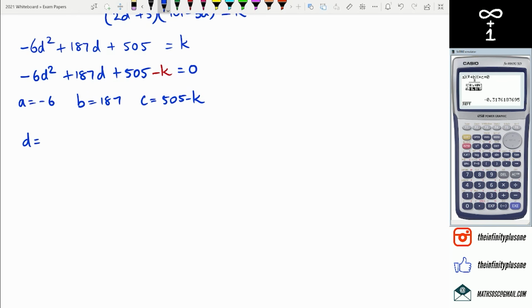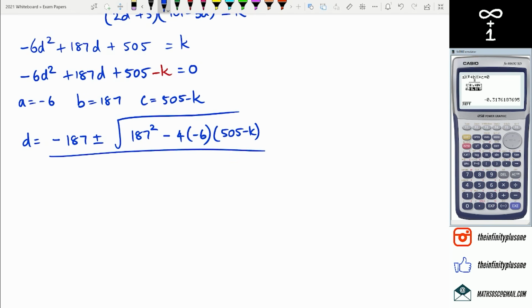So I can say D is equal to negative B, which is negative 187, plus or minus the square root of B squared, which is 187 squared, minus 4 times A, which is negative 6, times C, which is 505 minus K. And that whole thing is divided by 2 times negative 6.